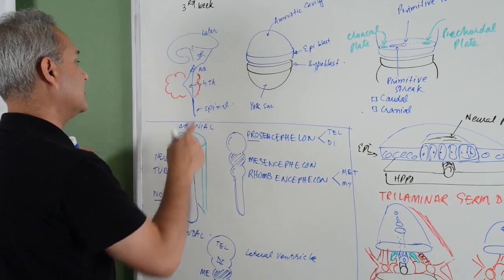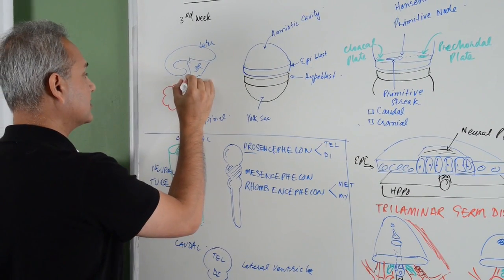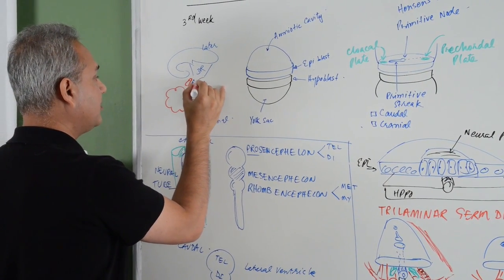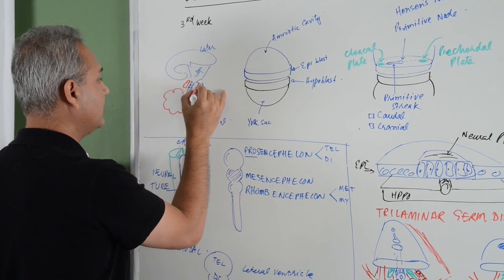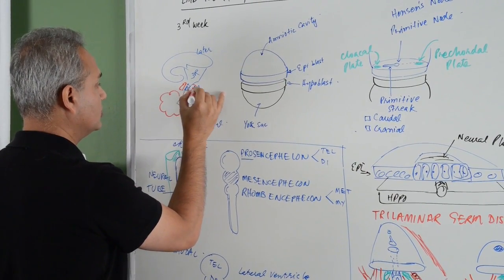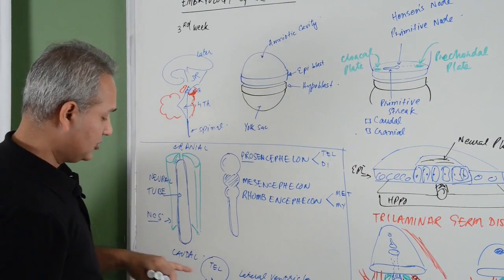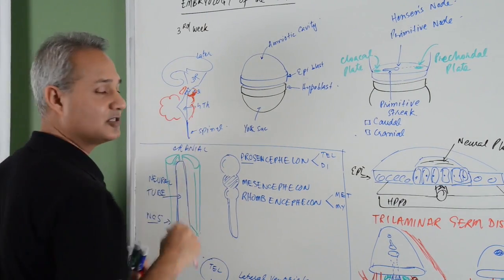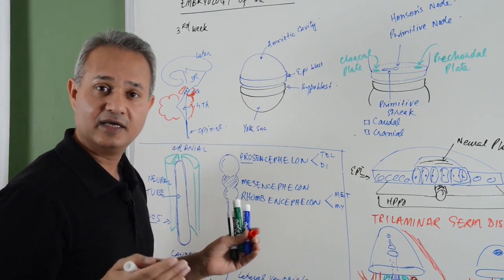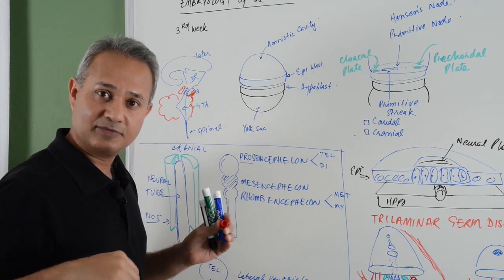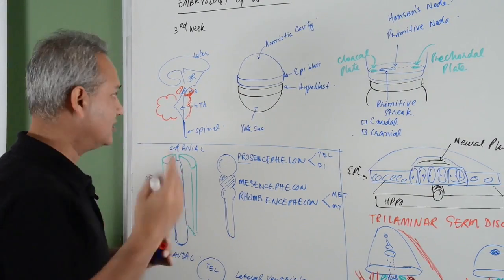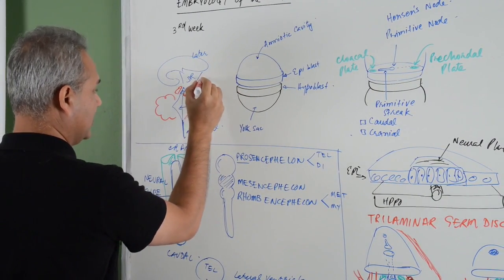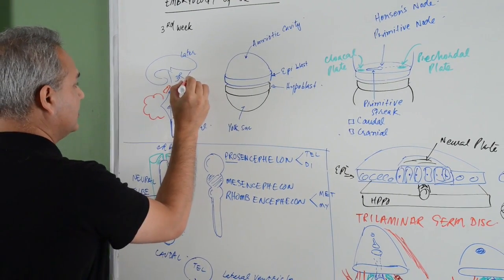Aqueduct, what is around the aqueduct? The tectal part and tegmental part of the midbrain. Cool. So, the midbrain comes from the mesencephalon and the cavity it has is the aqueduct. Third ventricle, what is around the third ventricle? Thalami: hypothalamus, thalamus, subthalamus, epithalamus are present around the third ventricle. Where would it come from? Diencephalon.